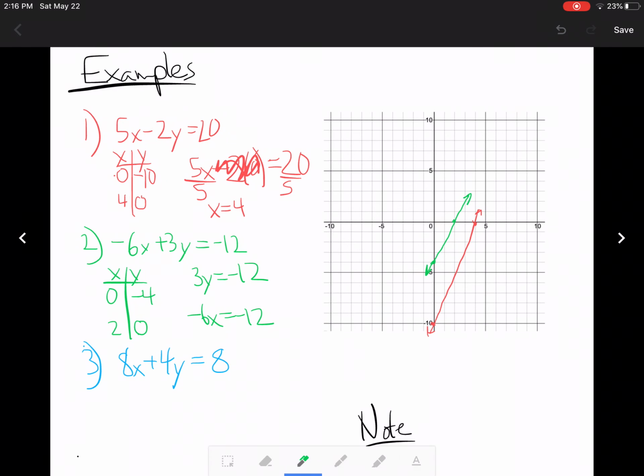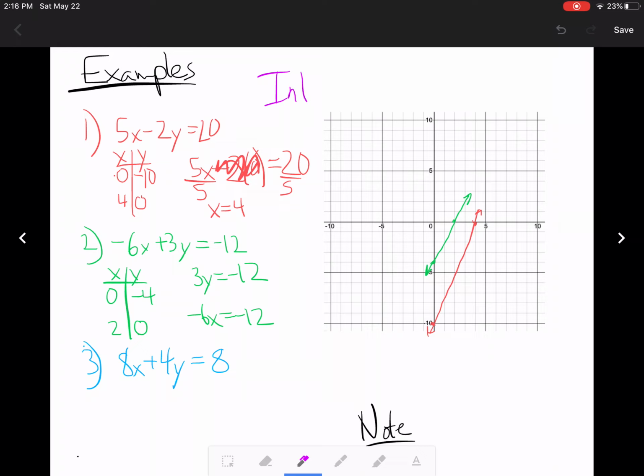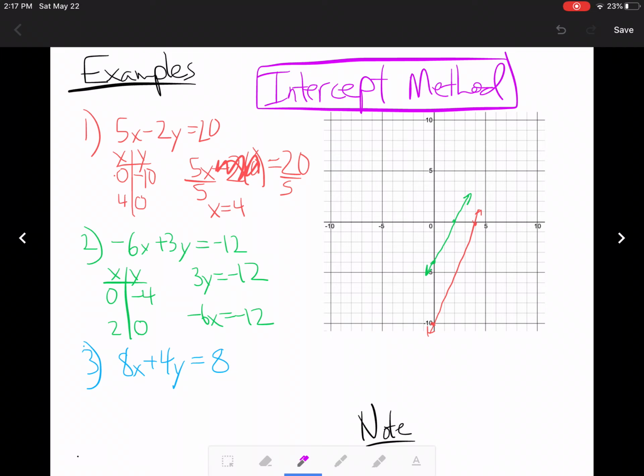So again, the goal with standard form, I'll often call this the intercept method. So I should actually write that down here. I like to call this the intercept method because what we're doing is we're finding the graph by finding intercepts. So method, boom.